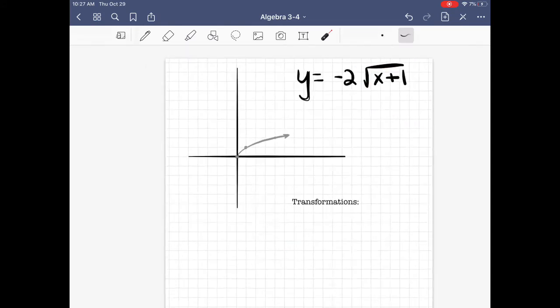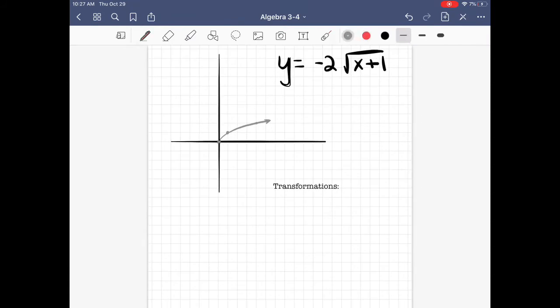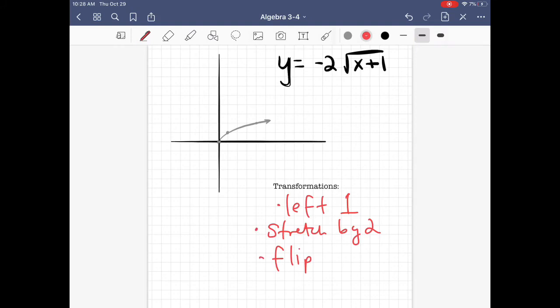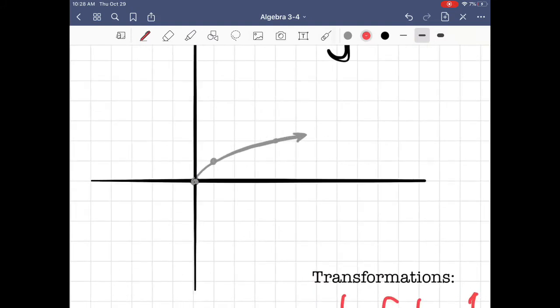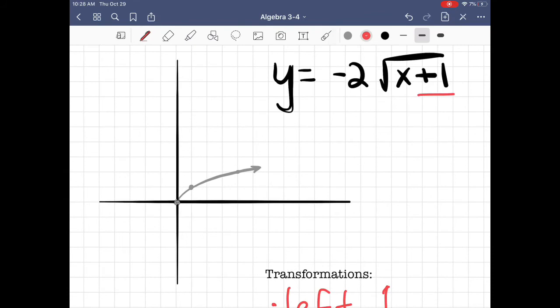So the transformations that I notice here, first one I'm noticing is that I have the plus 1 inside of the square root symbol. So that's going to be to go to the left by 1, and the reason we're going left or backwards is because the x always lies. So we're going to go back by 1, left by 1, and then it's going to be stretched by 2, that's the 2 out front, and it's going to flip because it has a negative sign. So I have 3 different transformations going on here. I'm going to first start by shifting it to the left by 1. So here is my new locator.